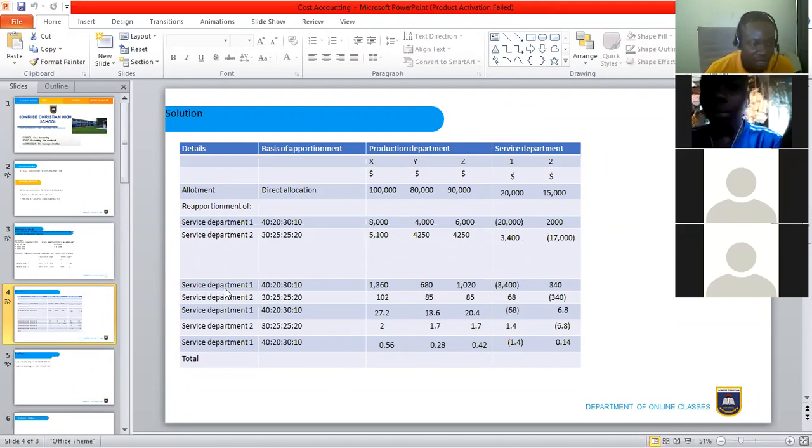All right. So we need to go back again because this cost falls under service department 1. Okay, so we need to use the figures that have been given to us to do the apportionment. So you go back again, service department 1. We have 40, 20, 30, and 10. Okay, so that is what we are going to use again. So now it has to be 40 over 100 times 3,400. This is what we are reapportioning.